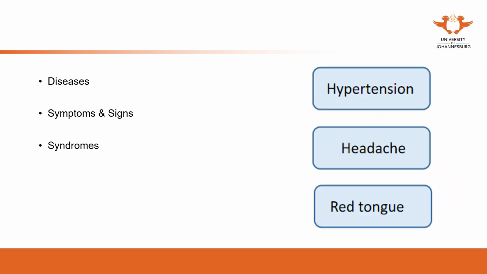So before we discuss in detail, we're going to distinguish the different definitions of these three terms: diseases, symptoms and signs, and syndromes. So diseases means the full development of one disease, such as hypertension is a disease, diabetes, or asthma. These are diseases. Diseases means kinds of disease.